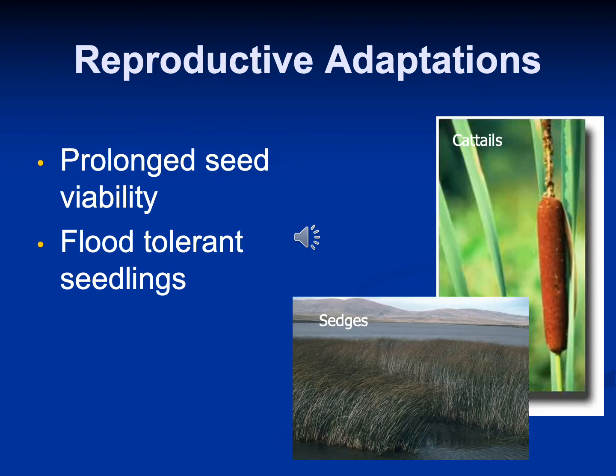Reproductive adaptations include prolonged seed viability in wet conditions and the ability of the seed to be triggered to grow in dry conditions. Many wetland plants have seeds which can germinate under low oxygen soil conditions and have seedlings which can survive low oxygen conditions during their early development.